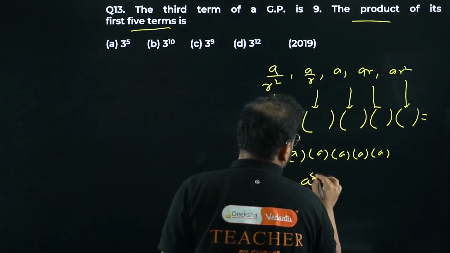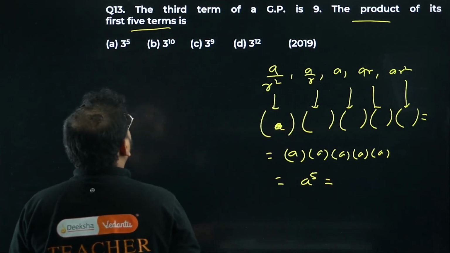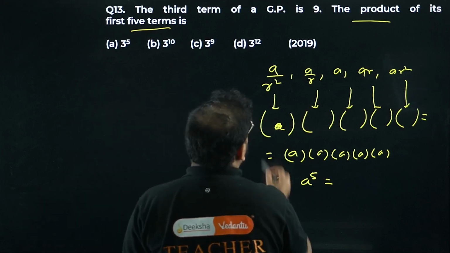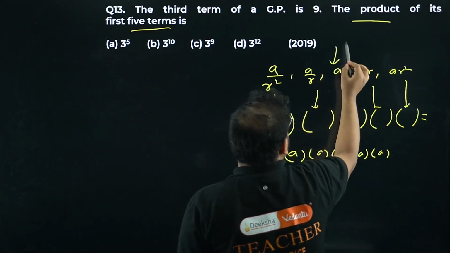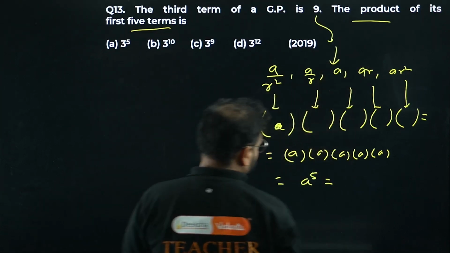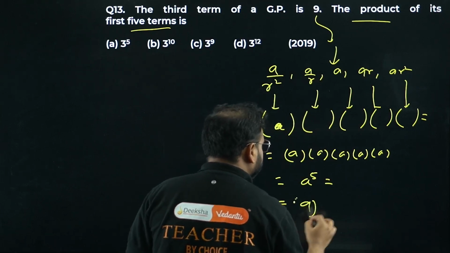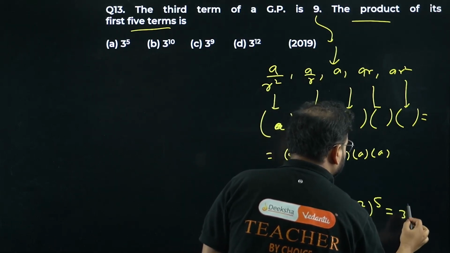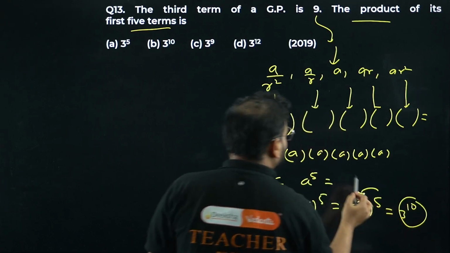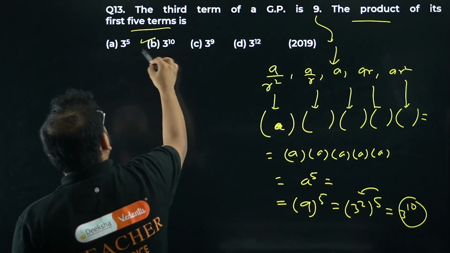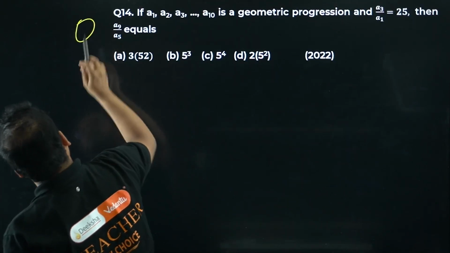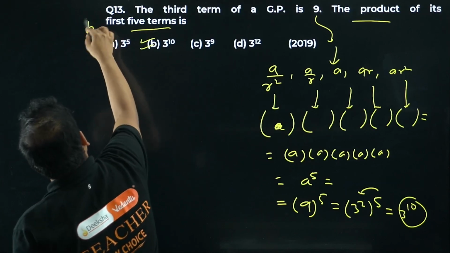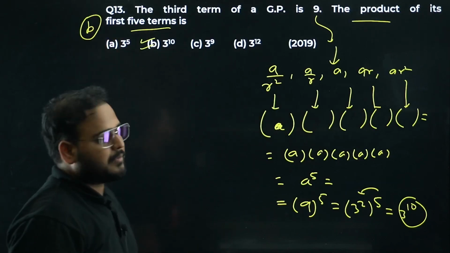Great. So I want the value of a. They're saying the third term of a GP is 9. Third term means first, second, third. They've given this value as 9. So right here 9 power 5. Write 9 as 3 square, power 5, that is 3 power 10, since 5 into 2 is 10. Answer is B. Please check. 13th answer is B, 3 power 10.